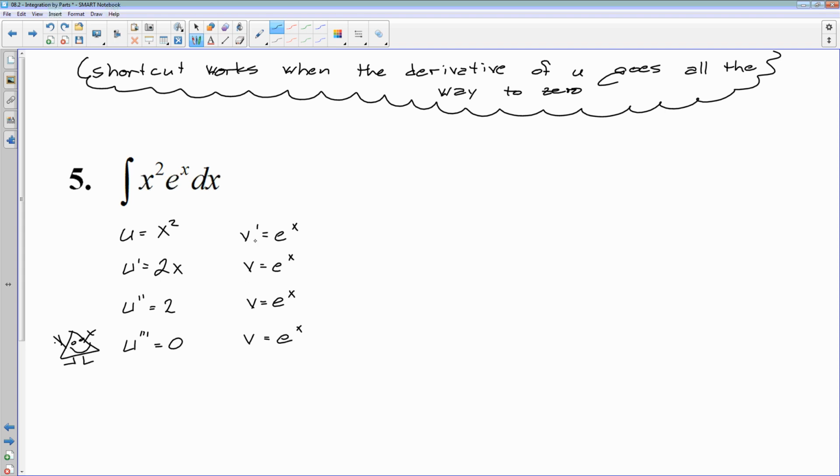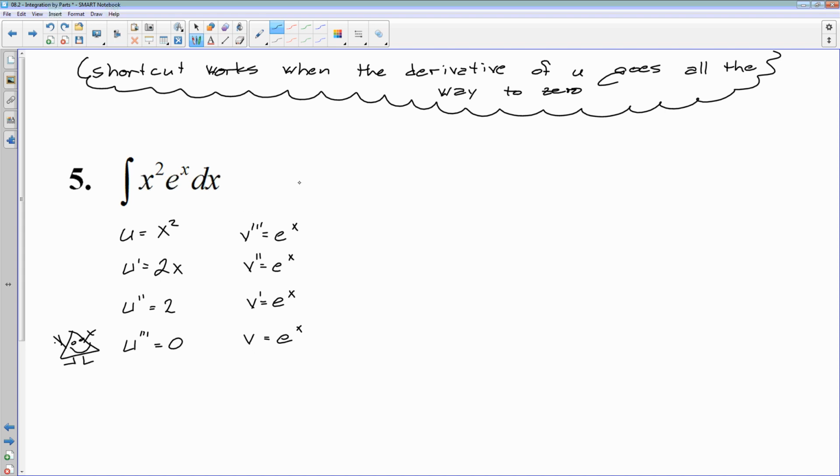Now I've kind of violated some notation rules because I had v prime, then I just kept writing v. I guess if I went all the way down to the third derivative, then I need to treat this as the third derivative of v. This would be the second derivative. This would be the first derivative. And this would just be v. Although I'm not going to be too picky about how you write that notation.